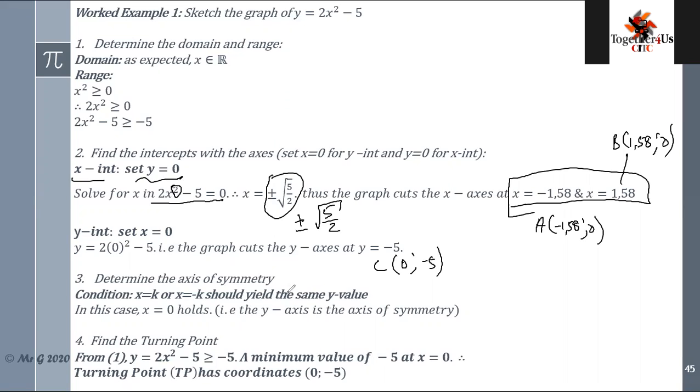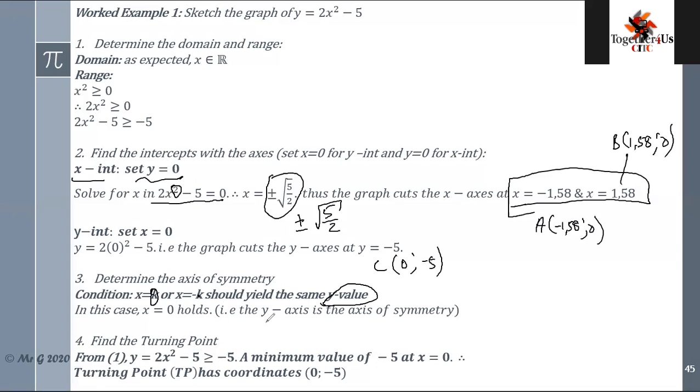Finally, determine the axis of symmetry. Now, there is a condition for this. The condition is that x should give you the same y value for some value k when k is positive and when k is negative. In this case, we can see that the 0 holds. So, in other words, the y-axis is the axis of symmetry.